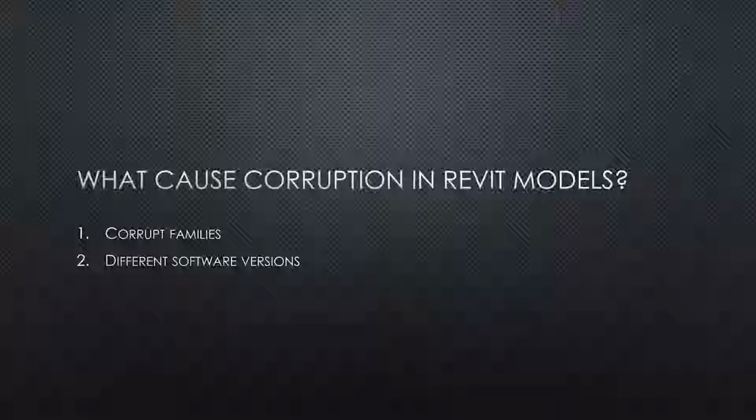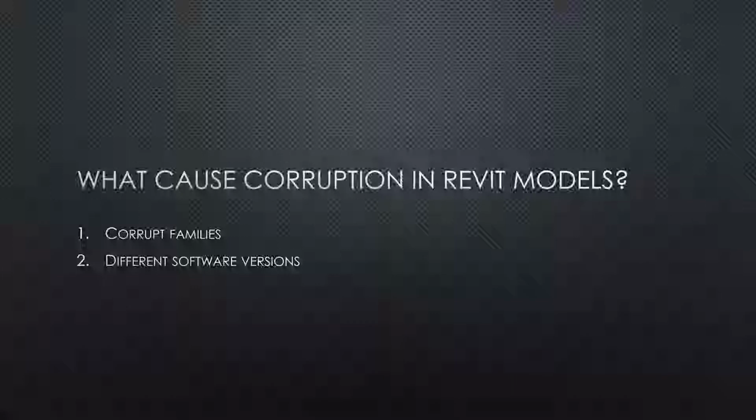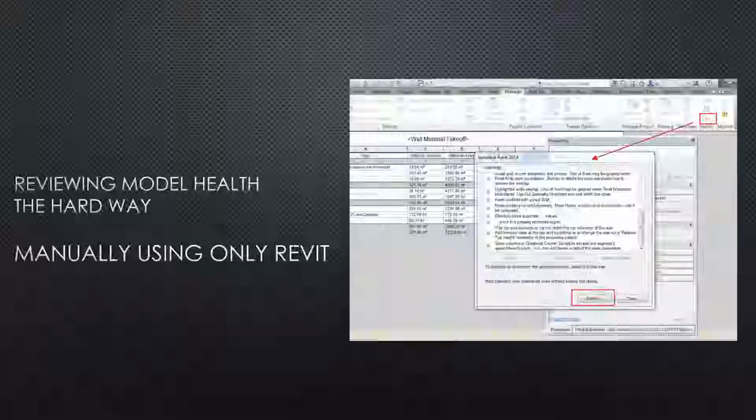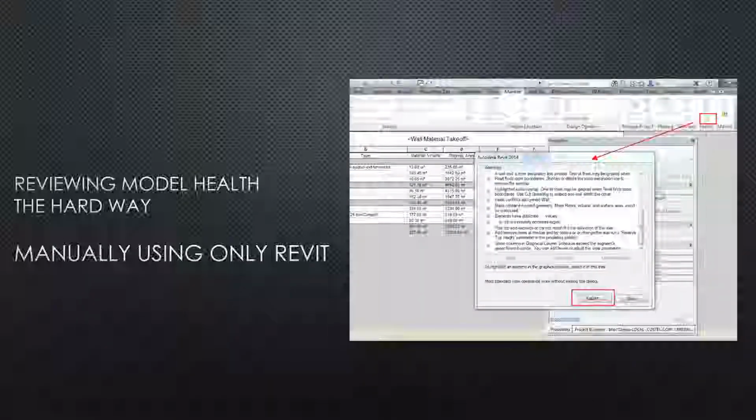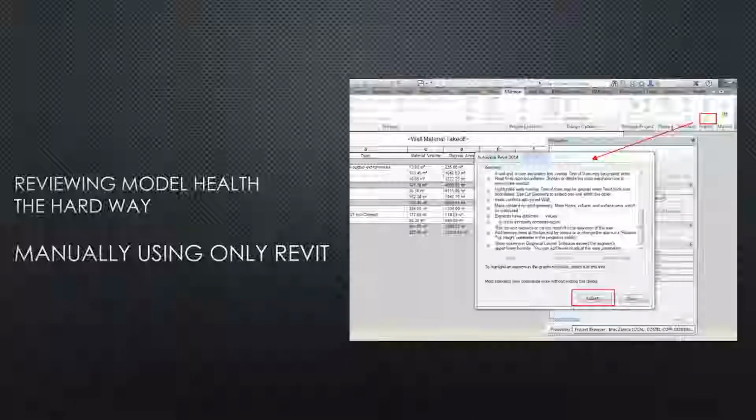So now that we've talked about what makes for unhealthy models and some reasons that cause corruption, let's talk about some methods to actually review model health. So undeniably, the most difficult and time-consuming way to review the health of your model is to manually open each model individually and review the contents of those models. I realize that this may be the only option for some of you, and to be honest, I was in your shoes not too long ago, but there really are tools out there at your disposal that will save you time and money in the long run.